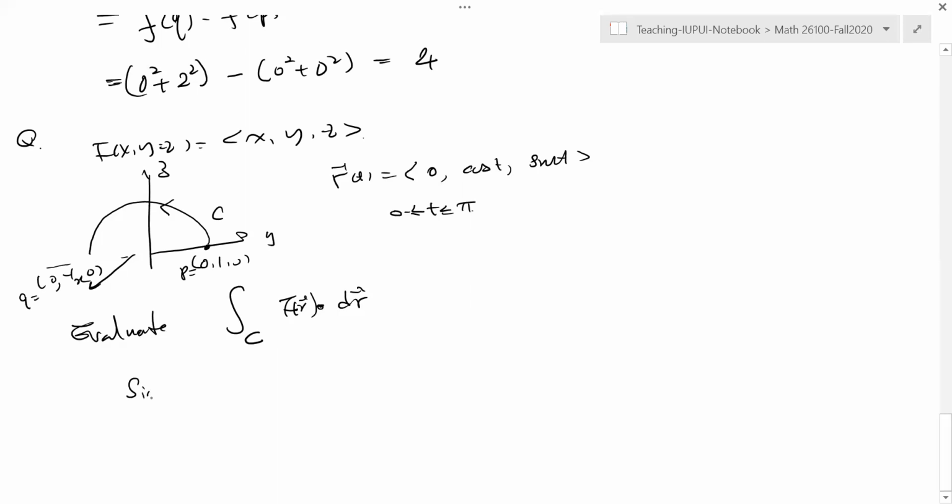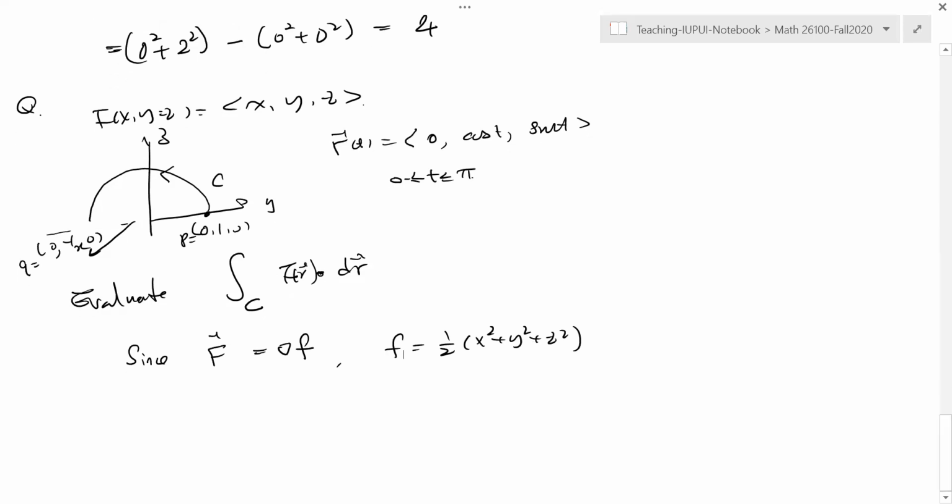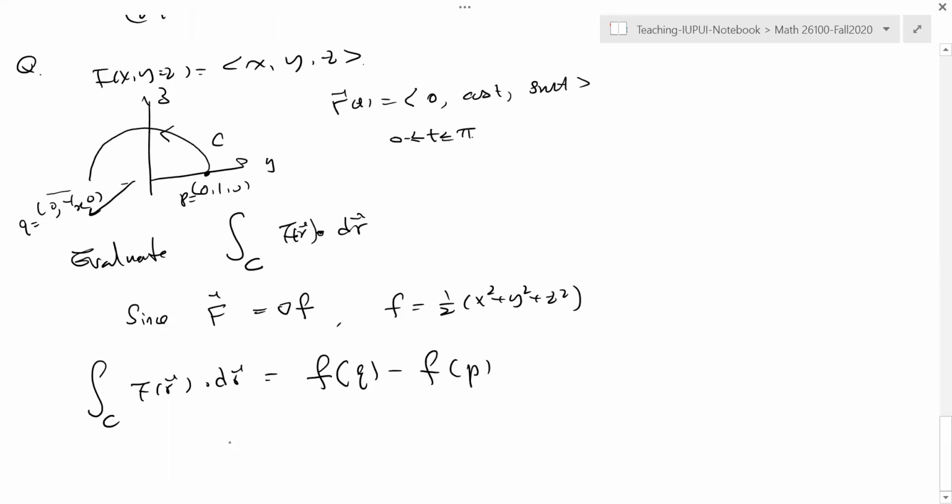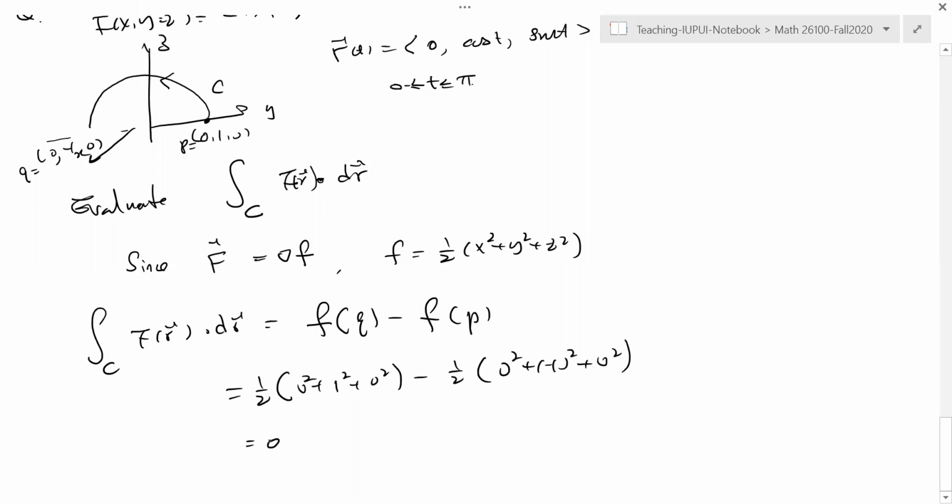So since F is a gradient of some function, the function f is going to be one half of x squared plus y squared plus z squared. I can see that, because when you take the partial derivatives, you get x, y and z. If you recognize this, then the integral is just f at Q minus f at P, the values at the two endpoints. So I have one half of 0 squared plus 1 squared plus 0 squared, minus one half of 0 squared plus negative 1 squared plus 0 squared. And then that cancels out. It's going to be 0.